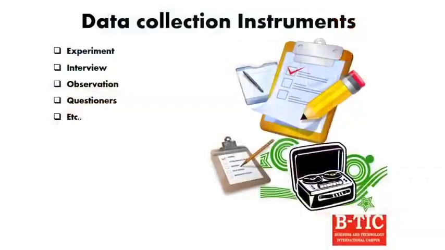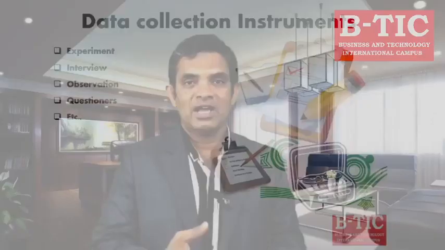Now, if you want to do a different type of research, business or scientific or even legal research, you may use different types of instruments. We may use experiments, interviews, observations, questionnaires, and so on. There are so many methods, and we'll see these methods in detail. Experiment is one of the key instruments researchers use to collect data.